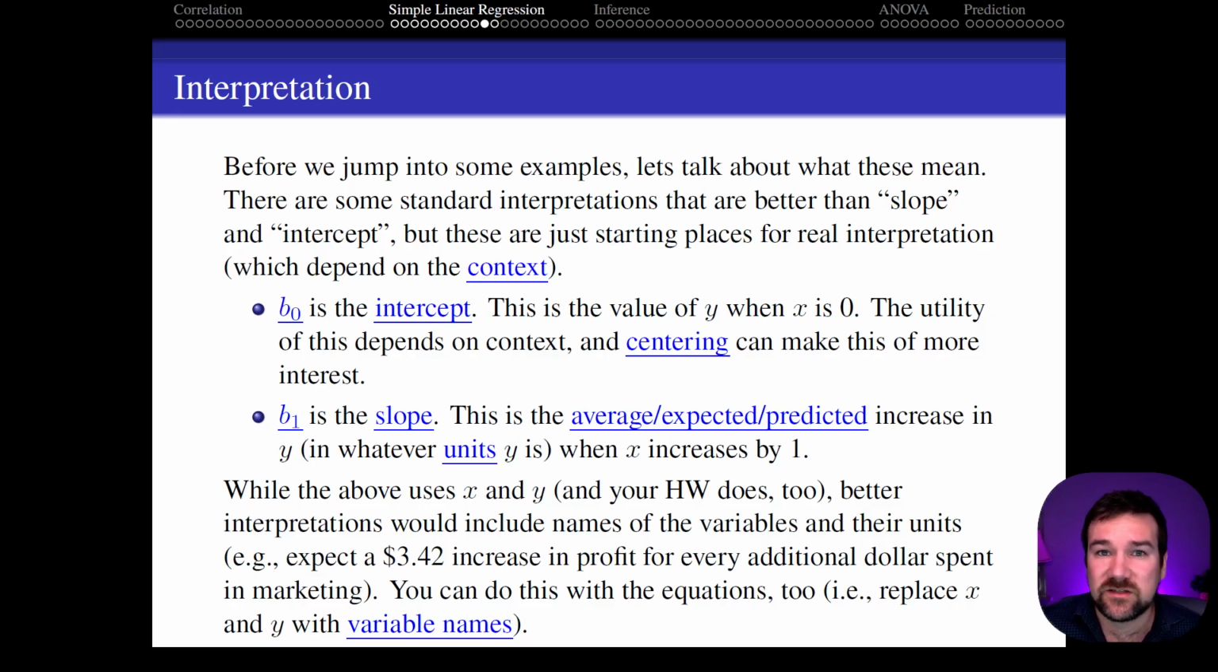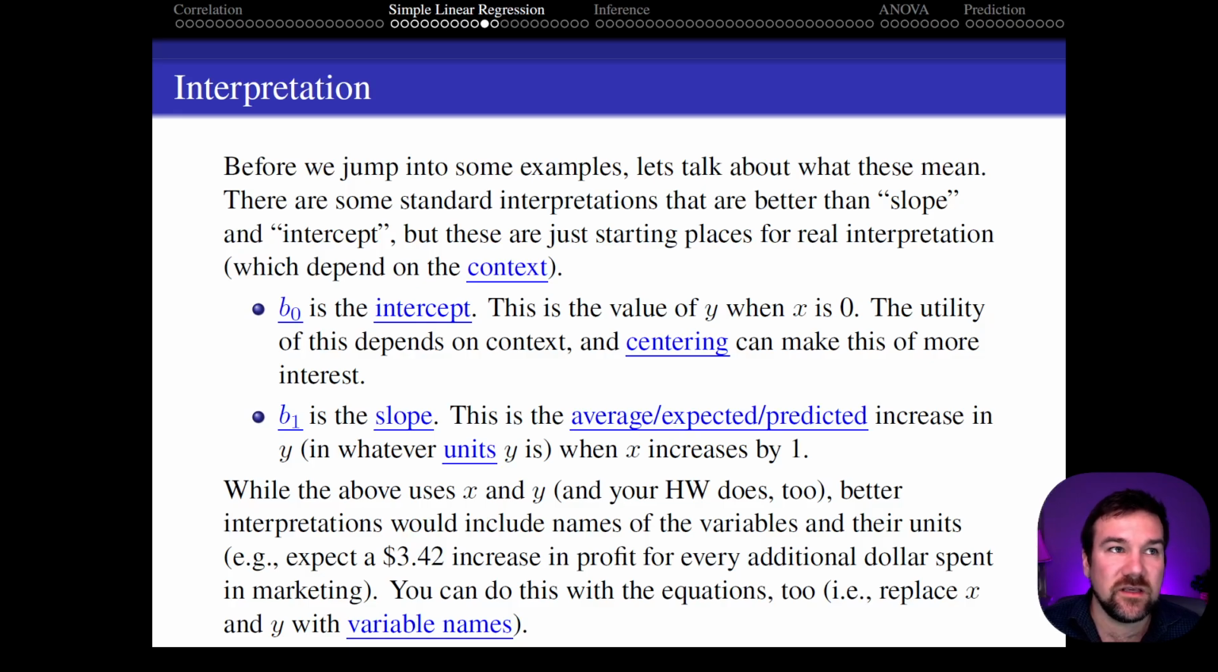If I go to a boss and say, yeah, Y increases by 3.42 on average for every unit increase in X, they're going to ask what planet I come from. But if I say, yeah, we expect a $3.42 increase in profit for every additional dollar spent in marketing, really? And then I can say things like, if I use my multiply by 1,000 trick, boss, if we put $1,000 in marketing, our data suggests we could get a $3,420 return in profit. Wow, really? Well, maybe we should have that conversation.